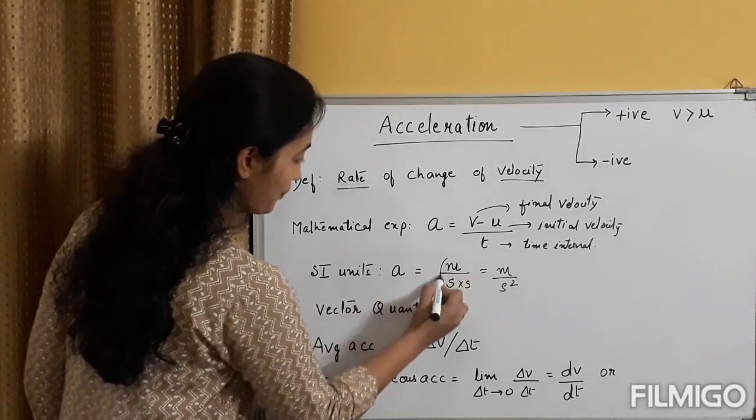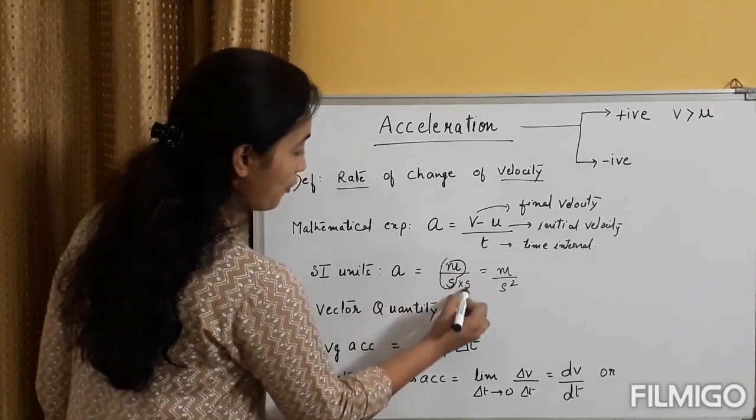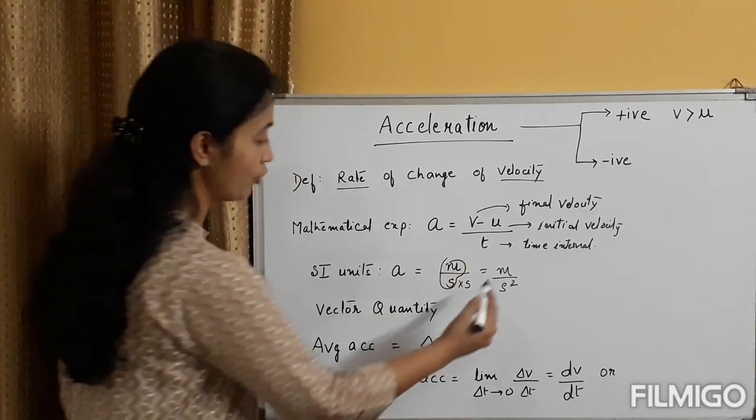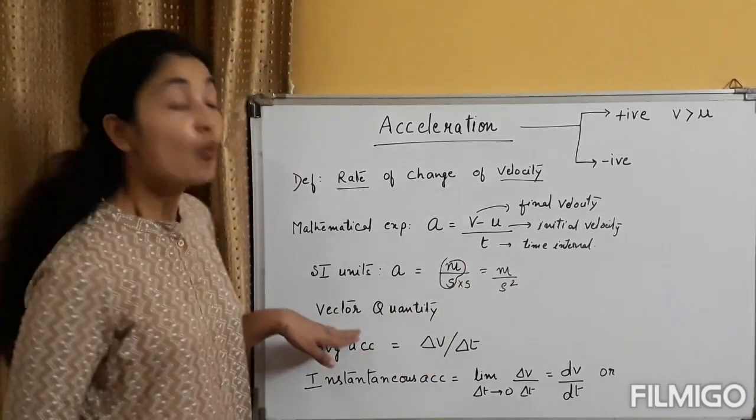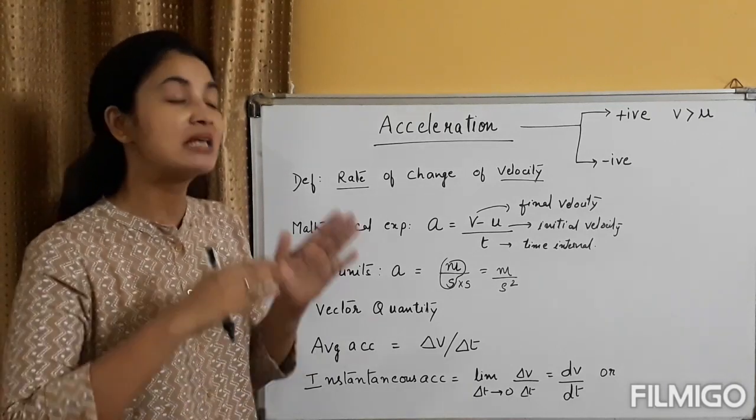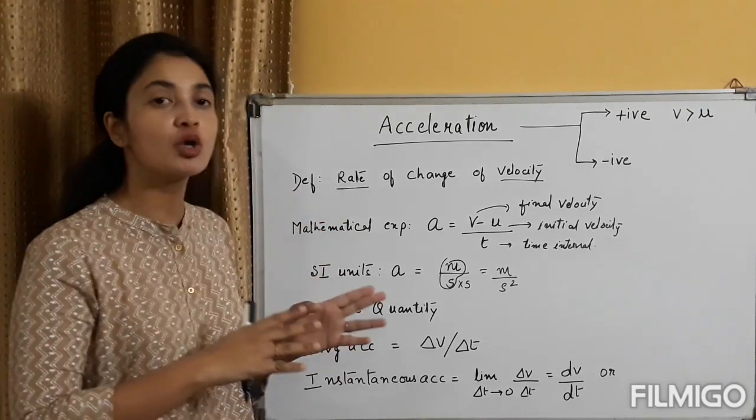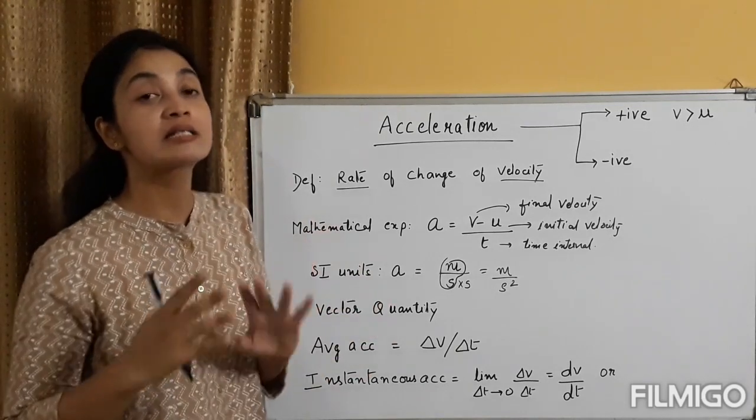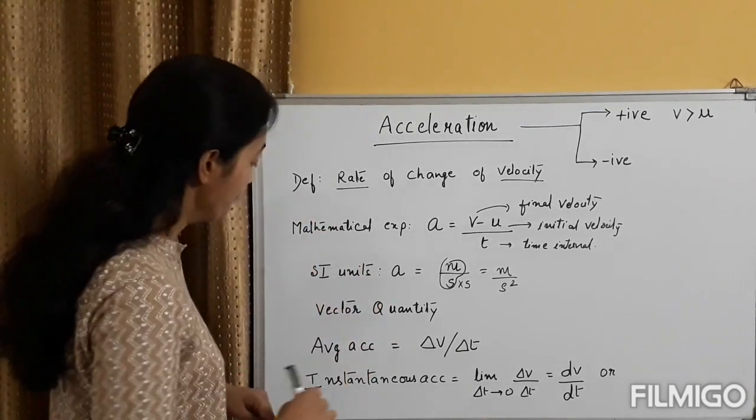Meter per second represents velocity, upon time, which is seconds. So we have meter per second square. What type of quantity is it? Of course, a vector quantity, because there is magnitude as well as direction associated with it.